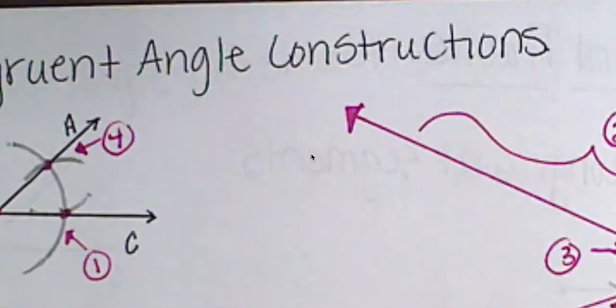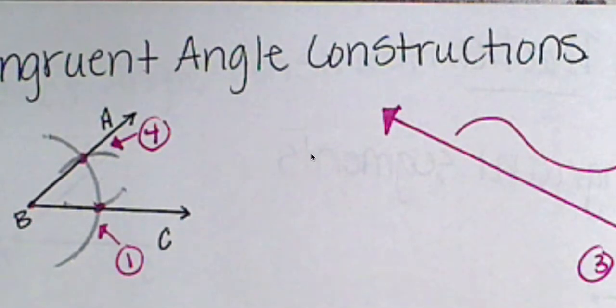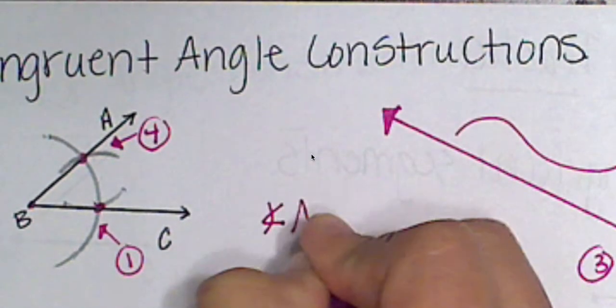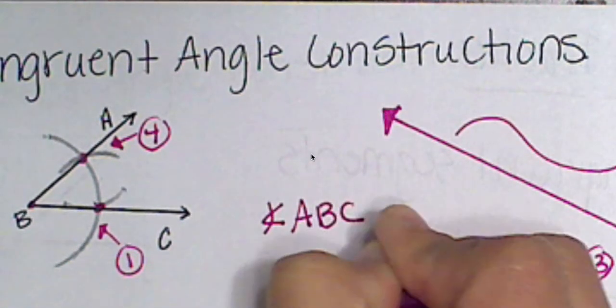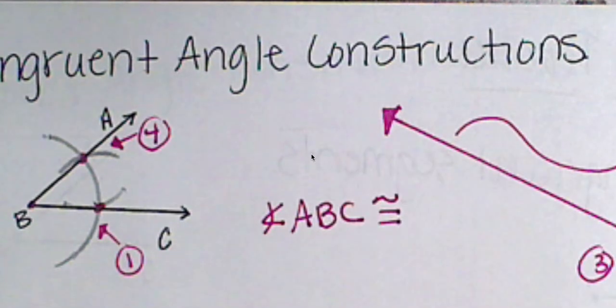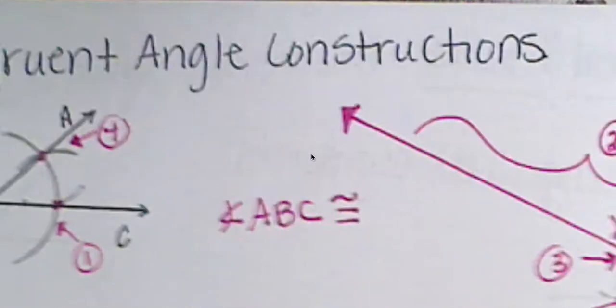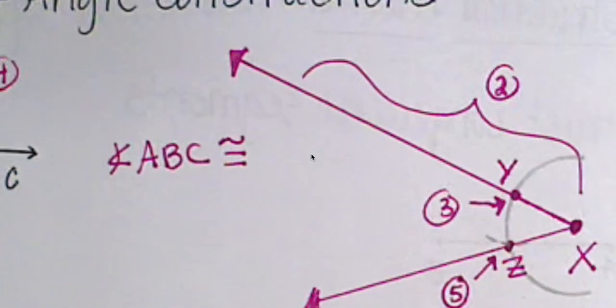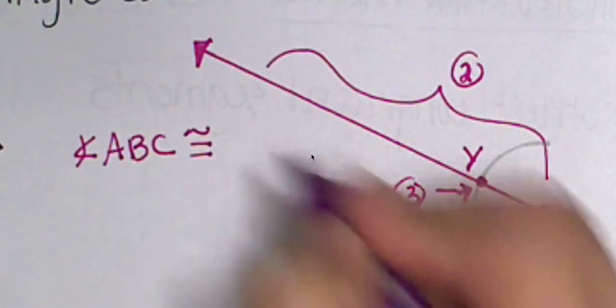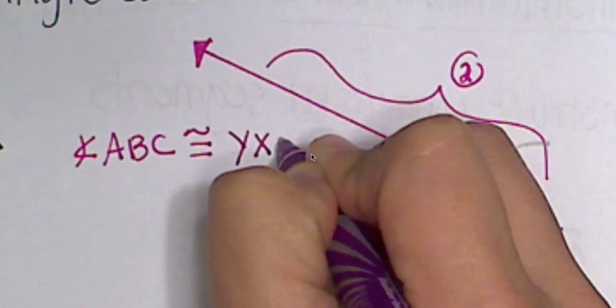So now we've constructed an angle using our compass that is congruent to our given angle ABC, and we created an angle that is congruent: Y, X, Z.